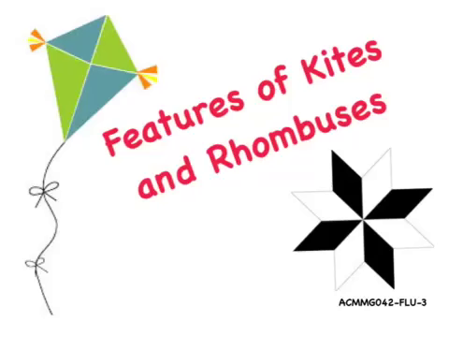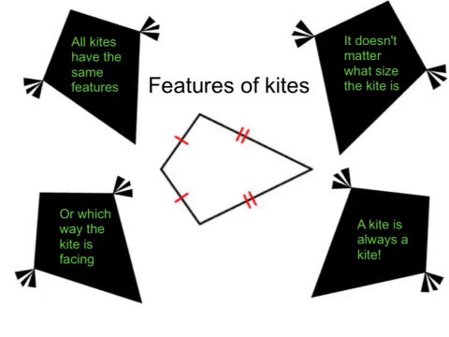Today we're going to have a look at the features of kites and rhombuses. So let's have a look at the features of kites. All kites have the same features. Kites have two edges that are long and two edges that are short.